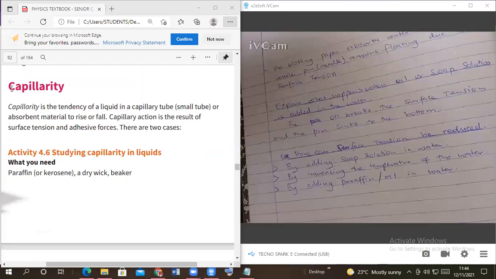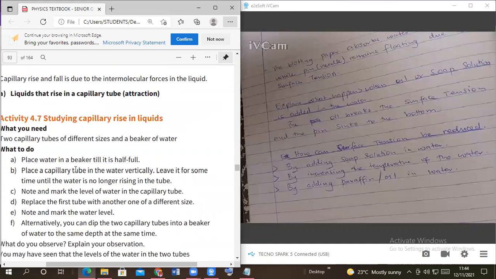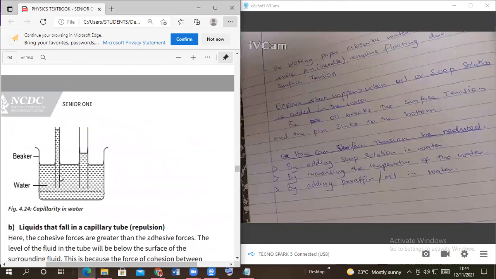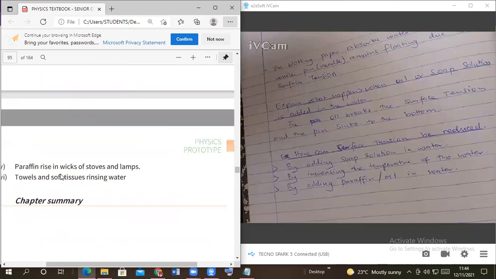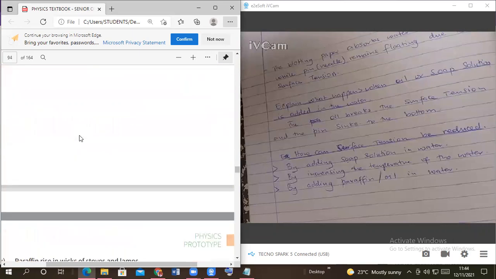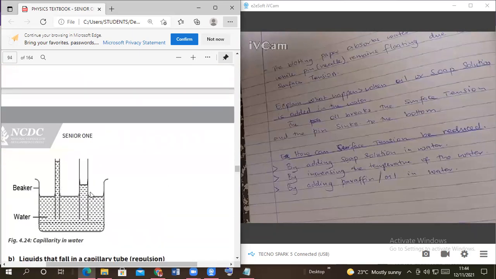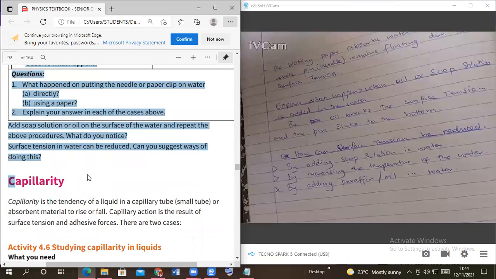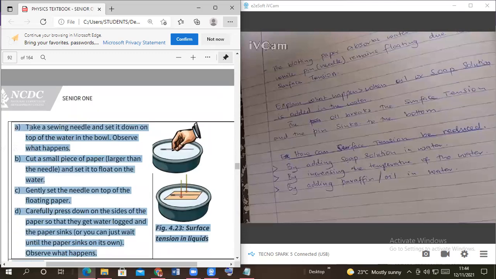So next time when we meet, we shall look at capillarity. We shall define what capillarity is. Today, we have not been able to look at capillarity, but next week we shall look at it. Capillarity is quite long. I think it needs one lesson. We shall look at why this one raises more and this one is below. So I've just given you this assignment. Try it out. You tell me what you get when we meet next time.